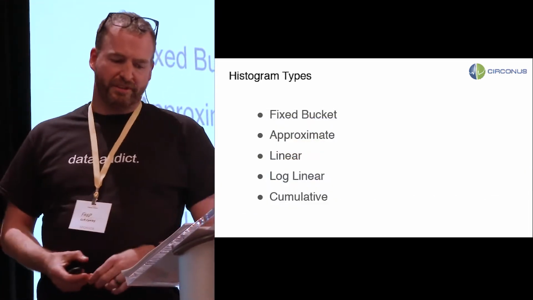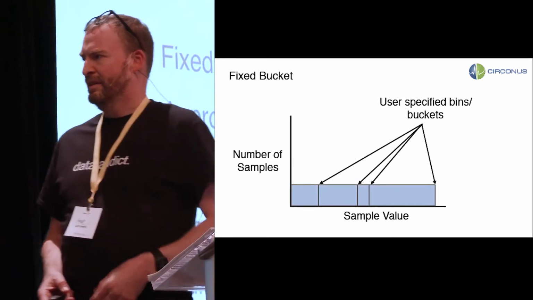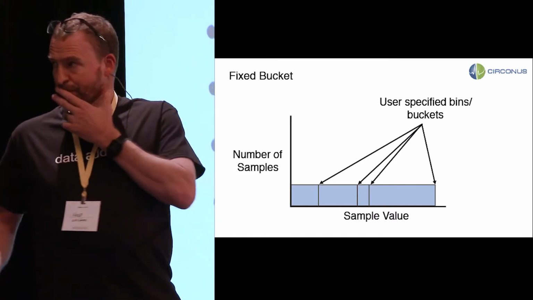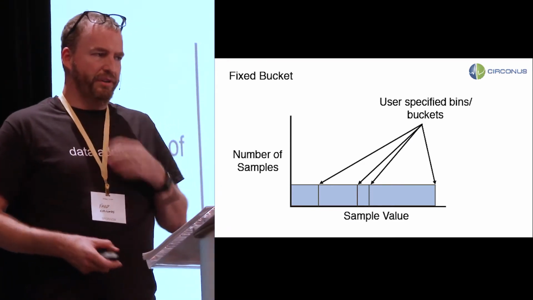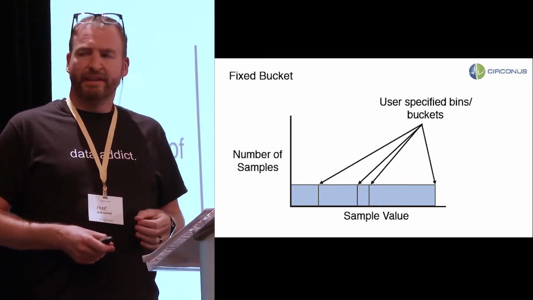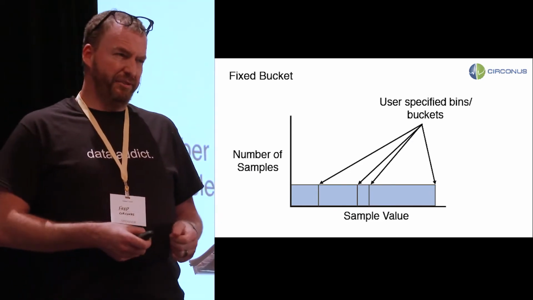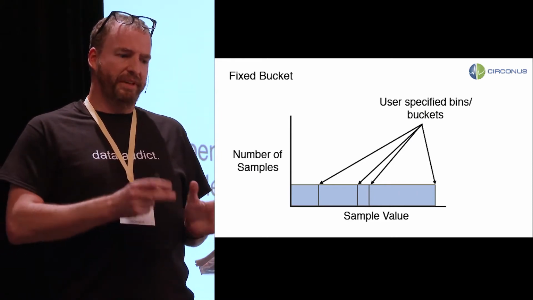So I'm going to go over a few histogram types. There's fixed bucket, approximate histograms, linear, log linear, cumulative, and then we've got a bonus one too. So fixed bucket histograms are histograms where you specify the bin boundaries manually. The terms bucket and bin are kind of interchangeable. Bucket's more of an industry term, but if you look at some of the academic literature, they use the terminology bin.